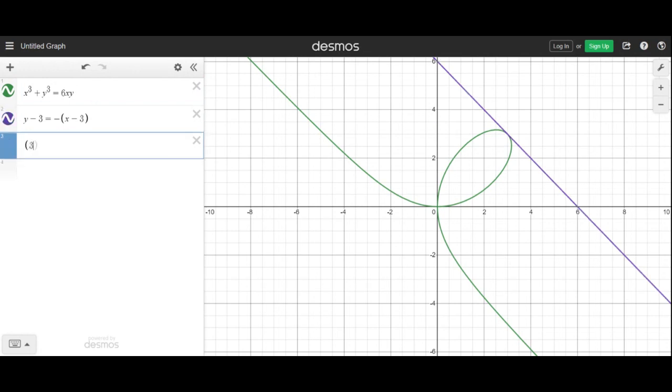If you look right here, the point (3, 3) is where that tangent line intersects that curve. So that checks out. That looks good. Again, it's a good way to check to make sure that you did your derivative correctly too, because at this point, if we got the right tangent line, then our derivative must have been correct to give us the correct slope.